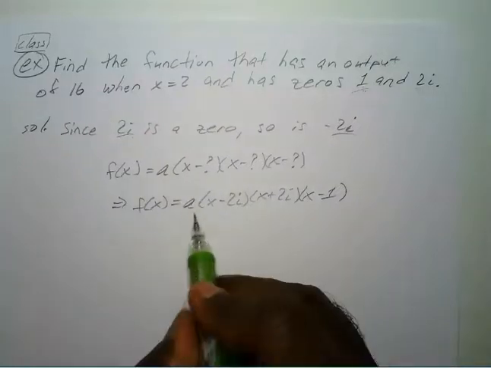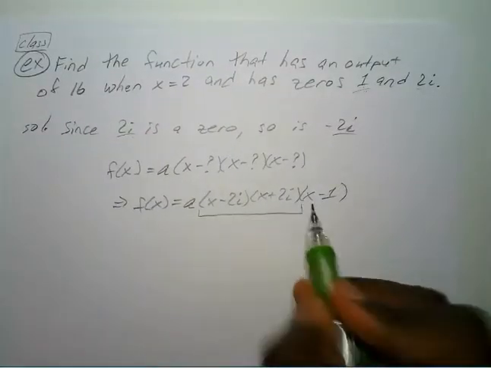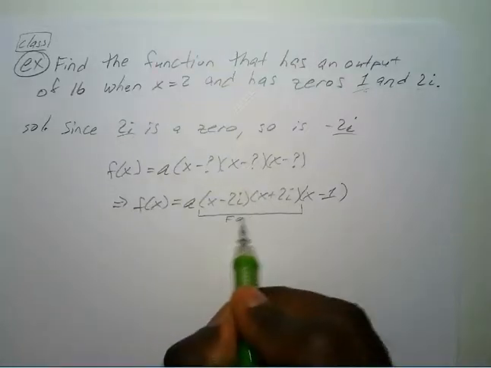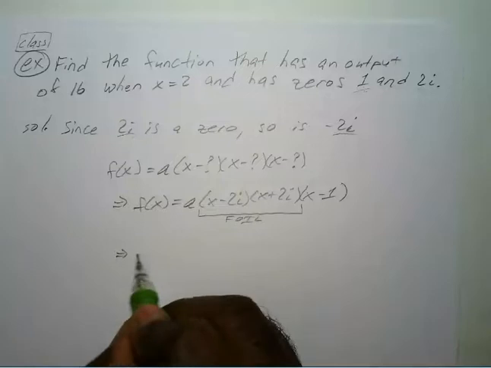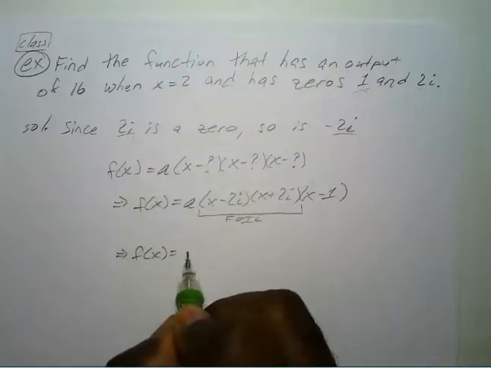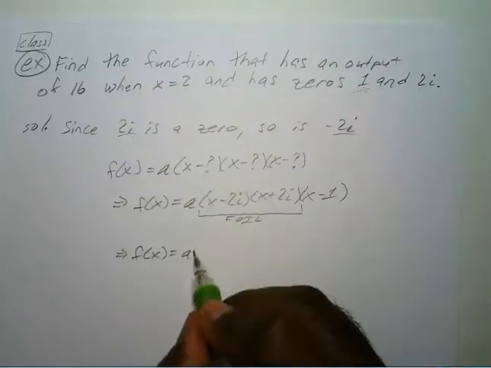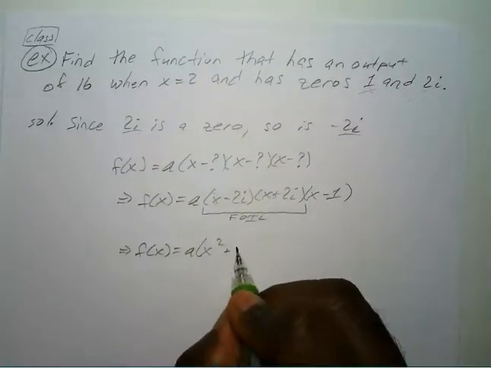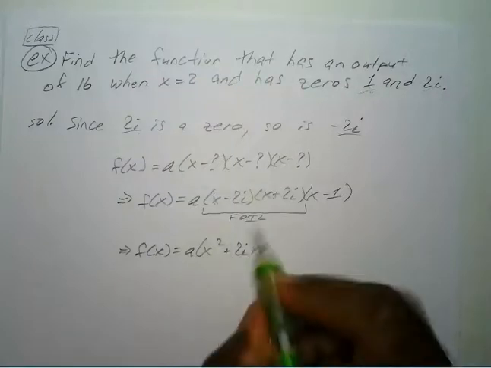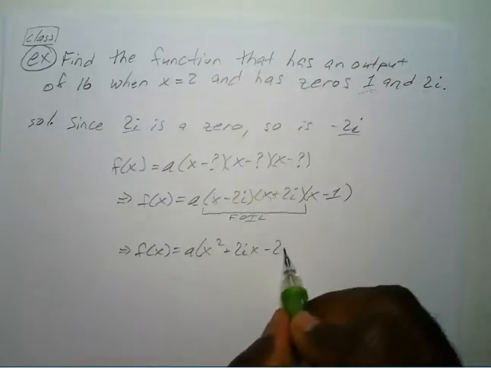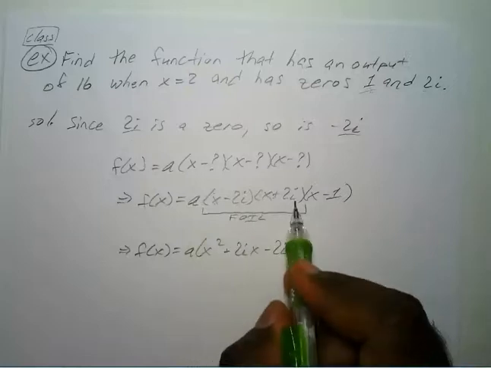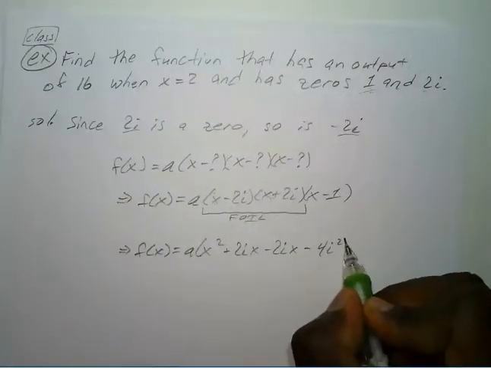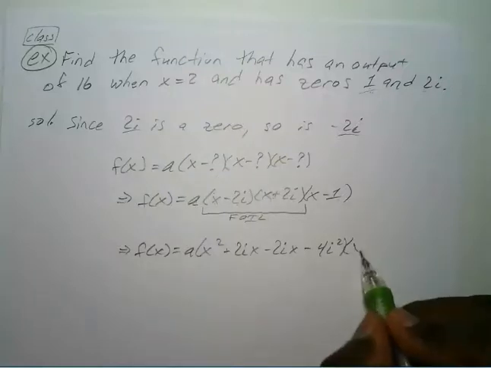Alright, so if you want, you can factor those two. I mean, not factor, but FOIL those two. So we have f of x equals a, so we do the first, which is x squared, times our outer, which is plus 2i x, and our inner, minus 2i times x, and our last, which is minus 4i squared, times x minus 1.